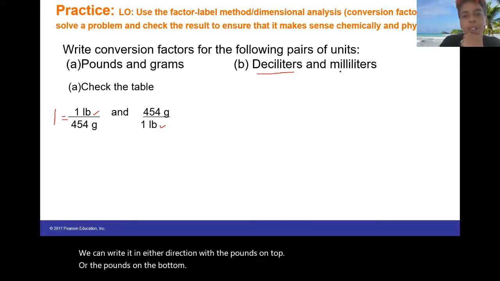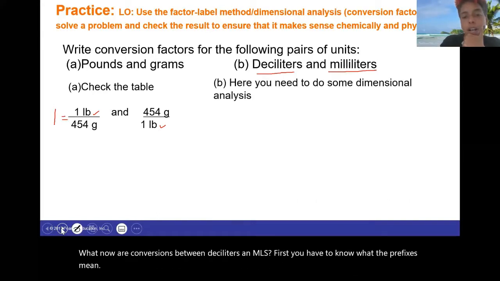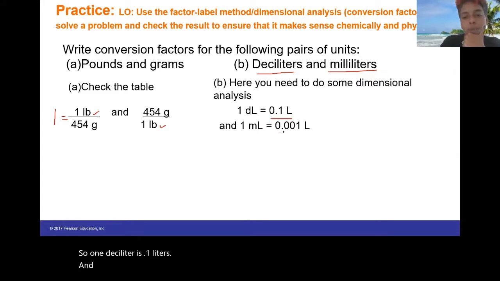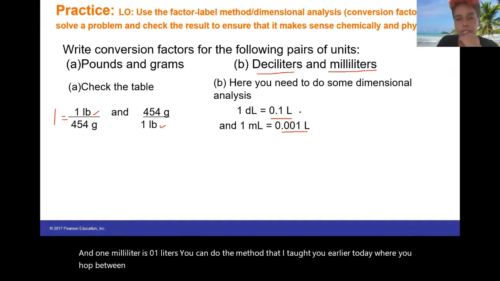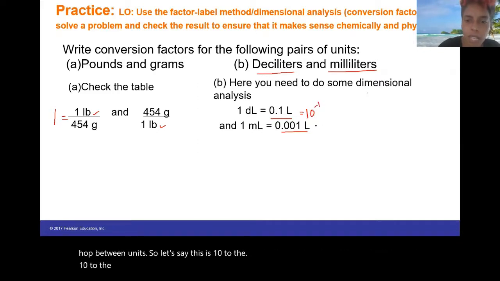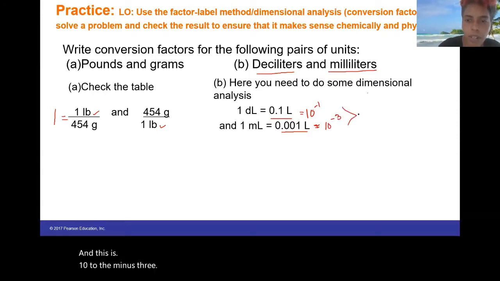What about conversions between deciliters and milliliters? Well, first you have to know what the prefixes mean. 1 deciliter is 0.1 liters, and 1 milliliter is 0.001 liters. You can do the method that I taught you earlier today, where you hop between units. So let's say this is 10 to the -1, and this is 10 to the -3. So there are 10 to the 2 difference between the two.